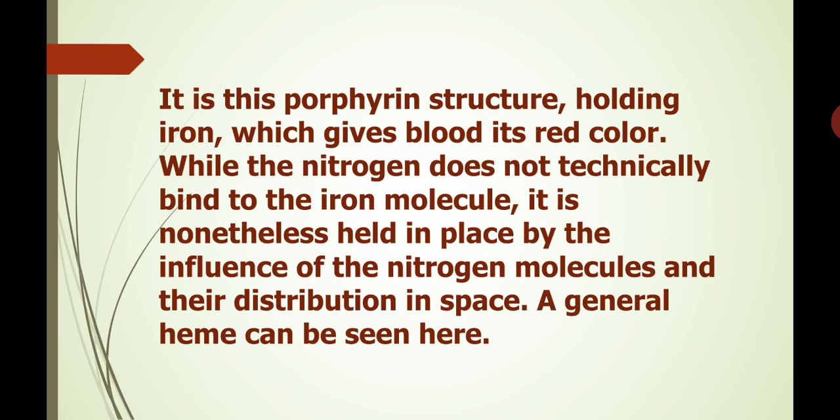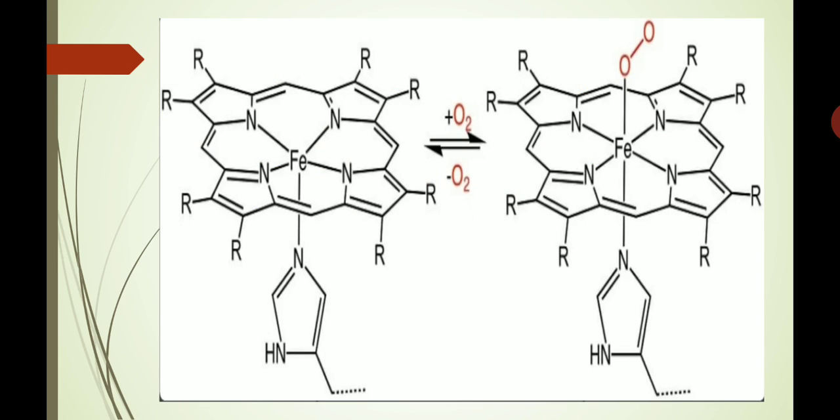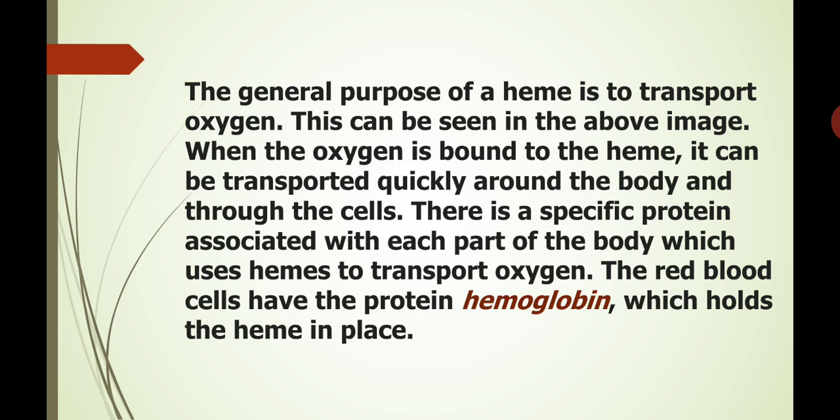While the nitrogen does not technically bind to the iron molecule, it is nonetheless held in place by the influence of nitrogen molecules and their distribution in space. In general, heme can be seen like this. Here we can see that the hemoglobin molecule combines with oxygen, forms oxyhemoglobin, where oxygen is combined to iron, and on losing the oxygen molecule, it is reconverted into hemoglobin. The general purpose of a heme is to transport oxygen, as we could have seen in the previous slide. This can be seen in the image I have just shown.